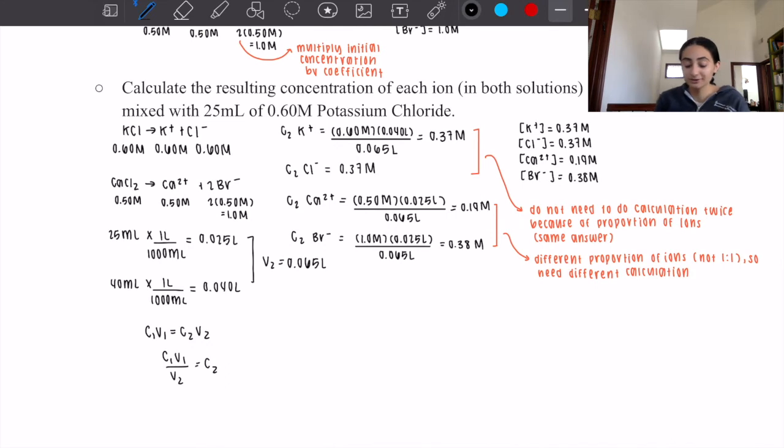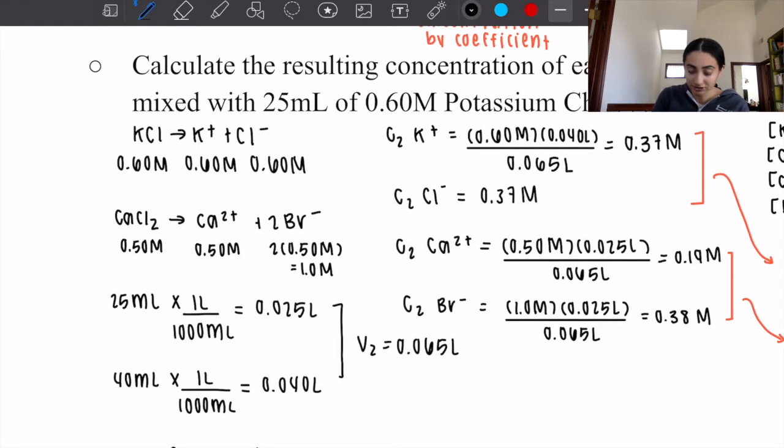Finally, we want to calculate the resulting concentration of each ion if the solution is mixed with 25 milliliters of 0.60 molarity potassium chloride. So I first wrote my dissociation equations for both compounds, potassium chloride. Both potassium and chlorine have a coefficient of 1, so the concentration of both of them is just 0.60 molarity initially. I rewrote my dissociation equation for calcium bromide. I do not know why I kept writing calcium chloride. There's calcium bromide. And the initial concentration we already calculated in part B.